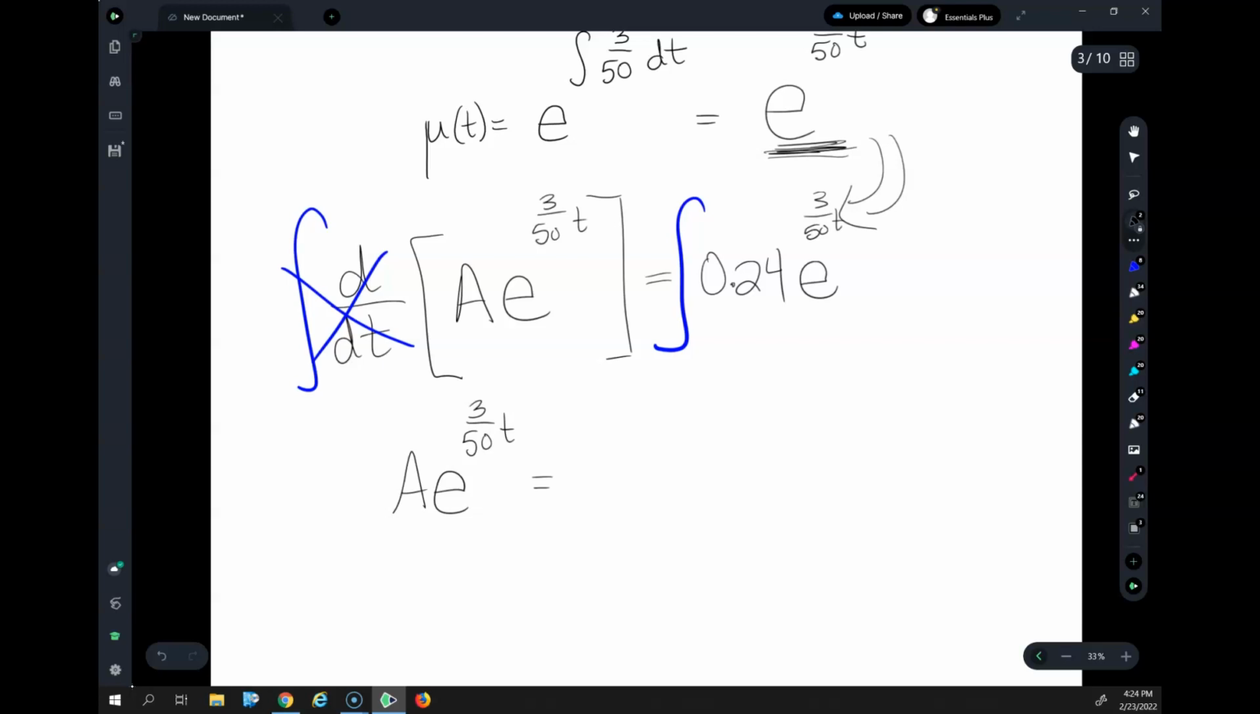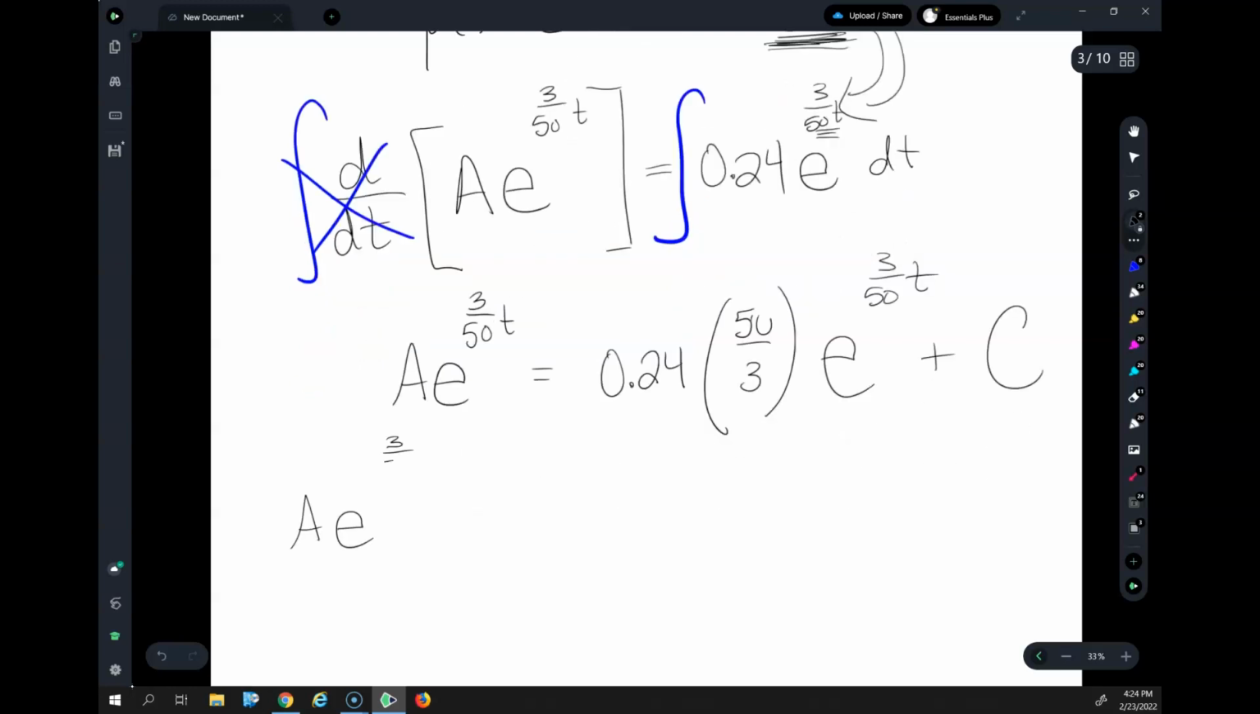On the right-hand side, in order to integrate with respect to t, we're going to take the derivative of that exponent and it's going to get flipped in the front. So we've got 0.24 times 50 thirds e to the 3/50ths t plus C. We'll clean it up just a little bit. We can put those together, and we get 4 e to the 3/50ths t plus C.